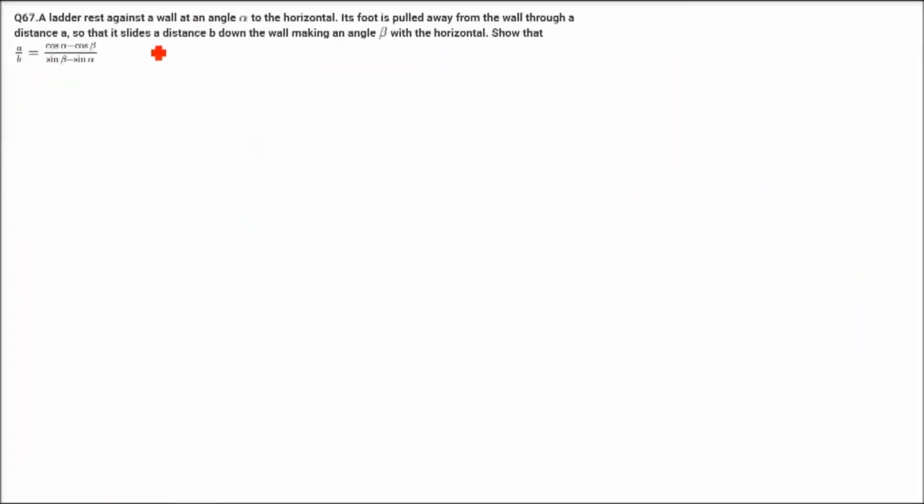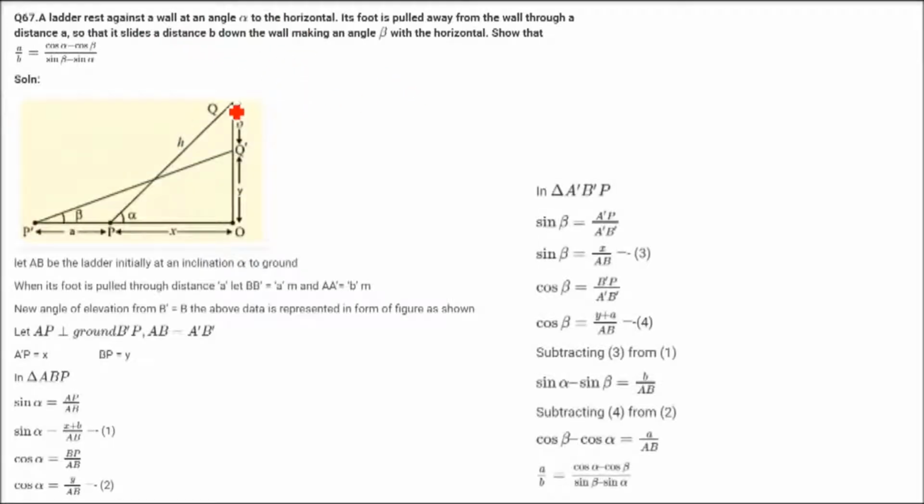A ladder rests against a wall at an angle of alpha to the horizontal. So there is a ladder here, making an angle of alpha to the horizontal. If its foot is pulled away from the wall through a distance A, so that it slides a distance B down the wall. So now when it is pushed A, it comes down B.